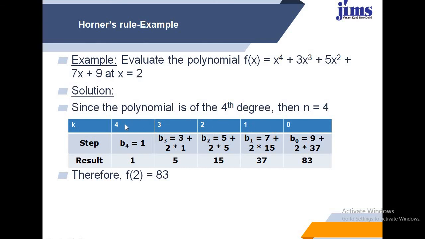Because what was its degree, beta? 4. So you will start with 4, 3, 2, 1 and 0 in the first step. So you will find all the B coefficients. Firstly, this is B4. B4 is equal to your A4. What is the A4 value you have? It is 1, so B4 equal to 1. This is the result.